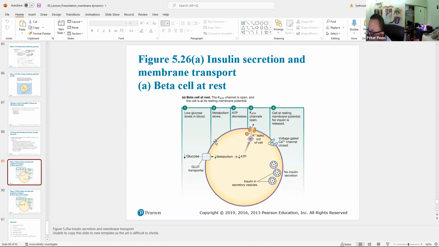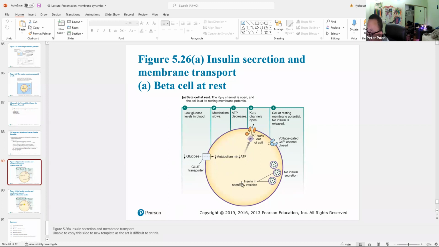Glucose is low in the blood. This is the beta cell at rest. Everything is normal. There's low glucose in the bloodstream. You haven't eaten for a while, so there's very little the glucose transporter can do. So there's no glucose, or very little glucose, entering the beta cell. There always is a little bit, but not a lot. So glucose leaks in a little bit. There's very low metabolism. There's very low ATP.